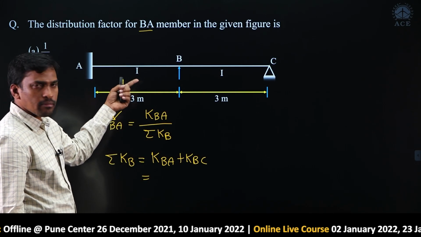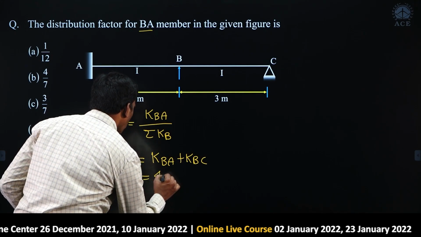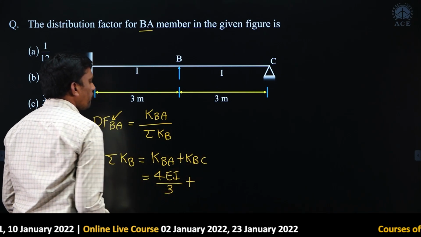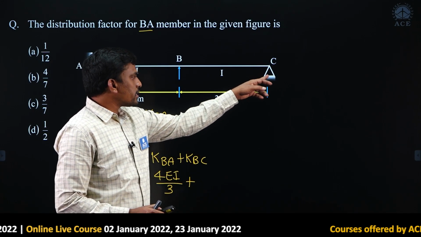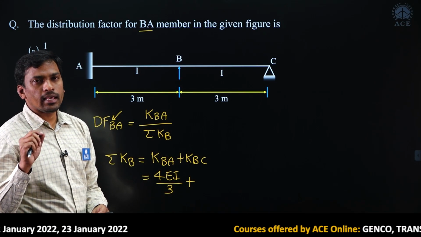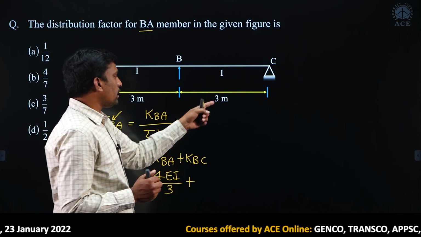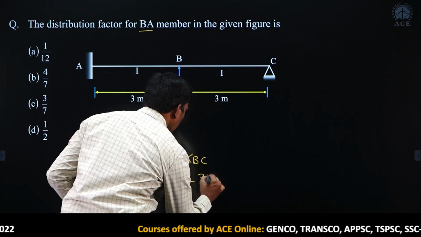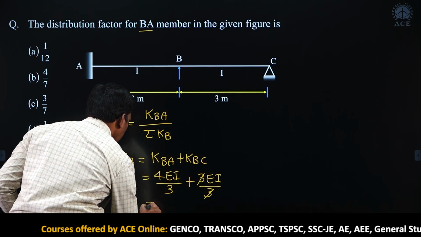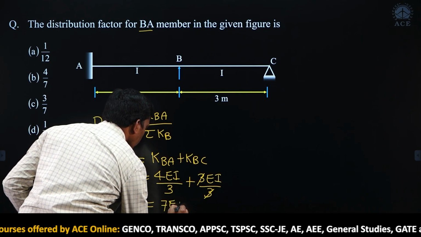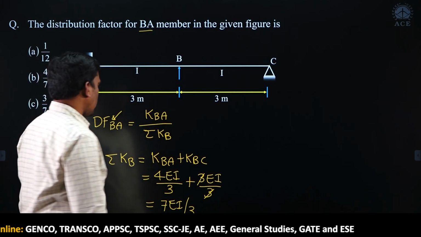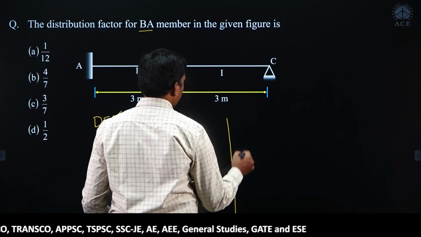What is the length given? 3 meter. I is given I only. Then this is 4 EI by L, L is 3 meter, plus stiffness for member BC. Far end is hinged support. If far end is hinged support, stiffness is 3 EI by L. What is the length given? 3. So 3 EI by L, L is 3, then 3 gets cancelled. Then what is the total stiffness here? 7 EI by 3. Just substitute in this formula.